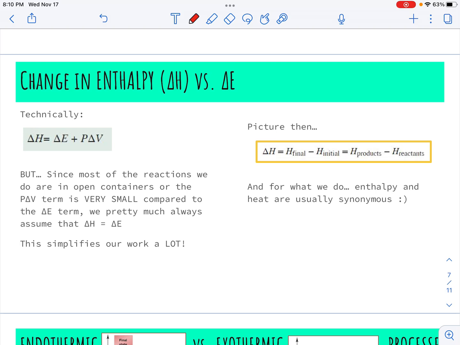So you have a couple different ways that you'll calculate delta H, but I want you to picture that it will always be final minus initial. So the heat energy possessed by the final, the products, minus the heat energy possessed by the initial, the reactants. All right, so you can use that word heat and enthalpy synonymously, and it should be pretty straightforward. We'll work with it some in class.